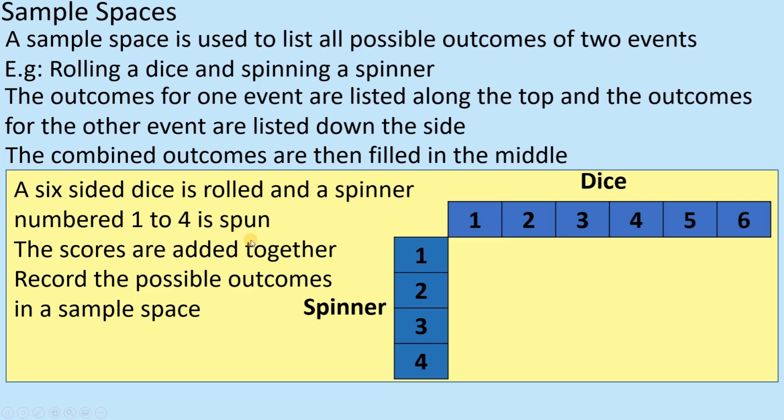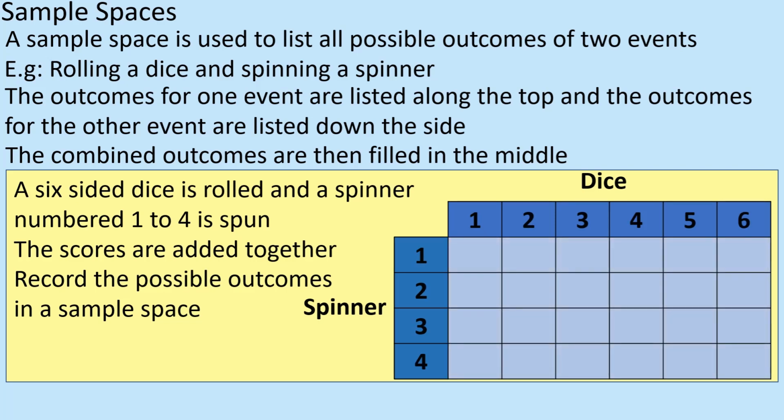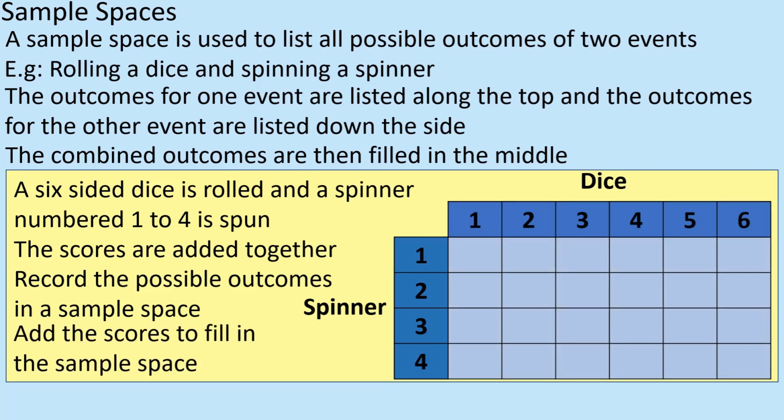The scores are added together. All right, so that's the key bit here. The scores are added together and record the possible outcomes in a sample space. So we're going to basically roll the dice, roll a spinner, and then add whatever we get. And we're going to see what potentially we can get from doing that and how many different outcomes I can get. All right, so you've got the table set up, and then we just need to fill it in.